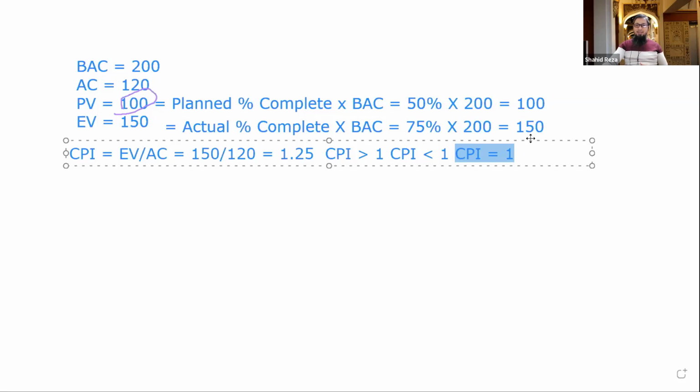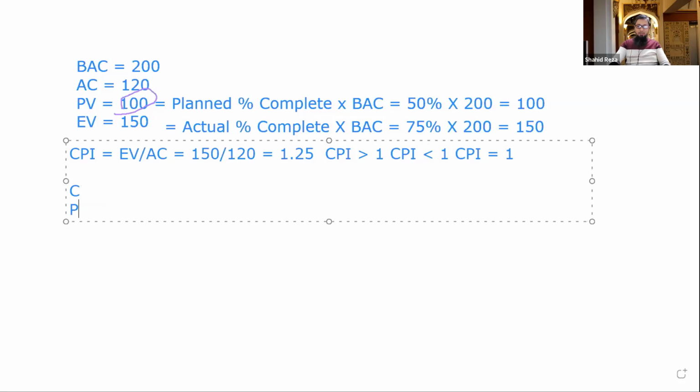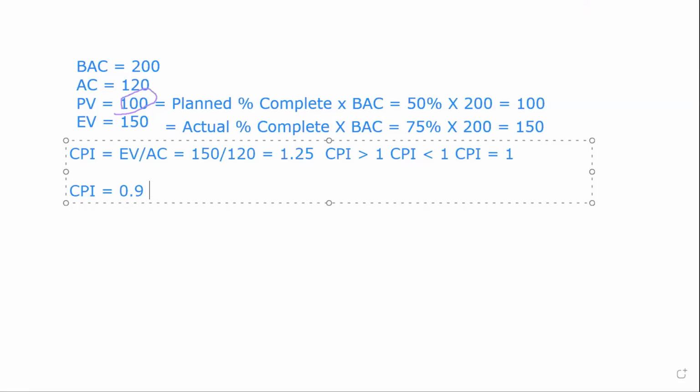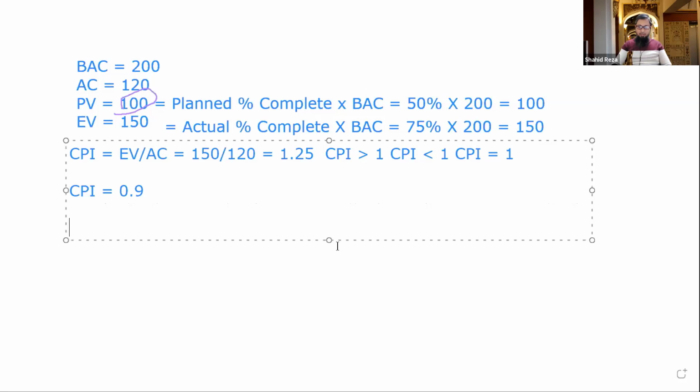All right. So see, if anyone asks you the CPI of a project, for example, the CPI of a project is 0.9, then what will you understand? Good or bad scenario? Bad scenario. The CPI is 0.9, bad scenario, right? So this interpretation is very important to understand.